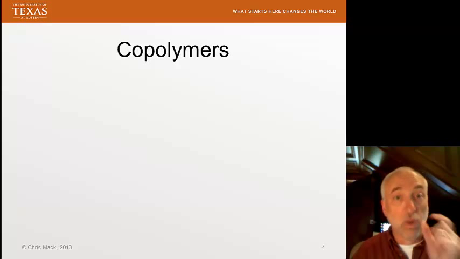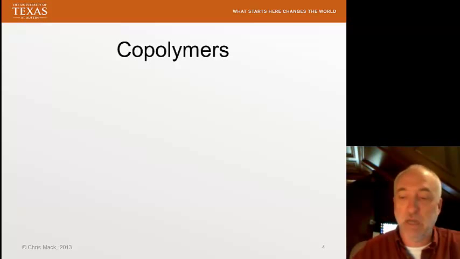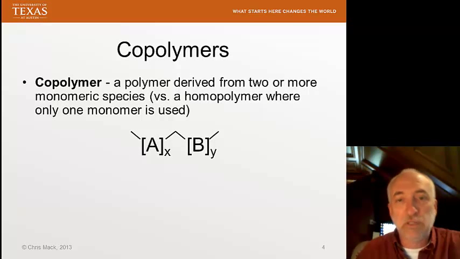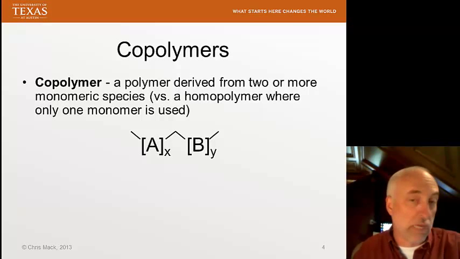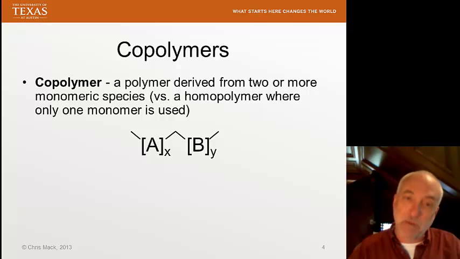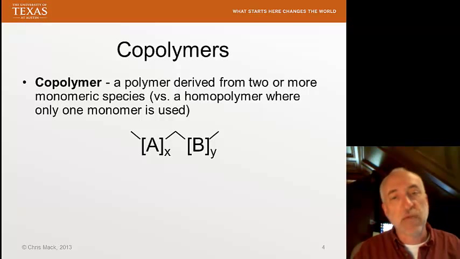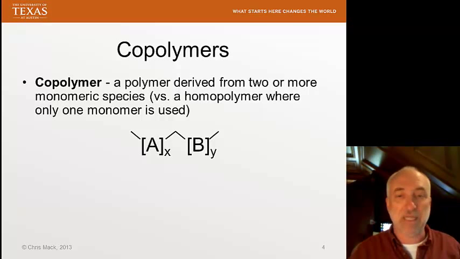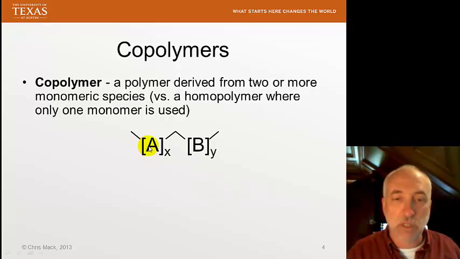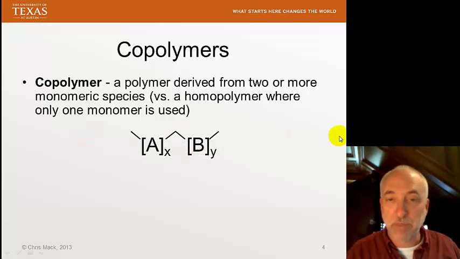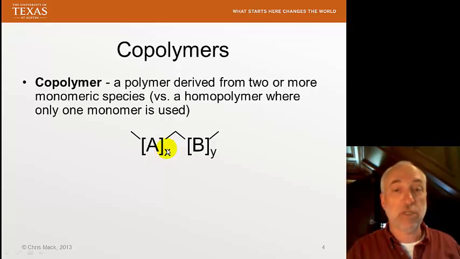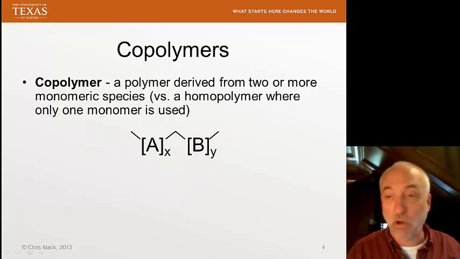A polymer is one monomer unit that repeats many, many times. Well, a copolymer is derived from two or more monomers. So if we have just one monomer that repeats many, many times, we call that a homopolymer. But if we have more than one monomer unit that connect up together into a long chain, we call it a copolymer. So here I have two monomers, I call them A and B, and they connect up in a long chain that keeps going in both directions. And there's a ratio of X to Y of the number of A's to the number of B's in this long chain.